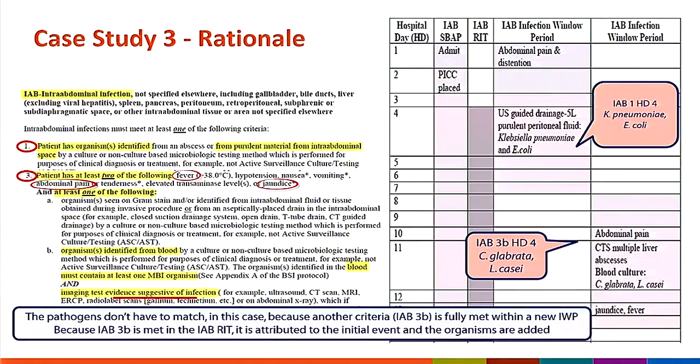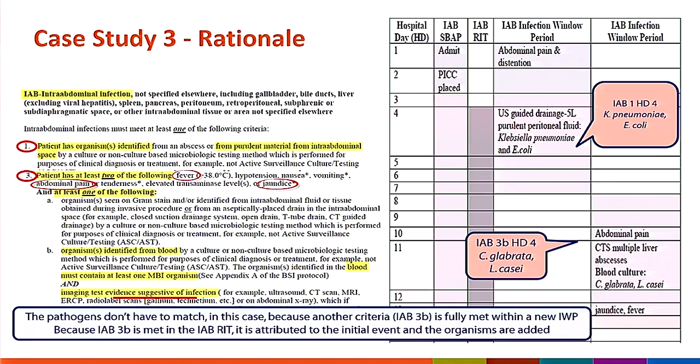And at least one of the following: organisms identified from blood, and it has to be at least one MBI organism, in this case it is Candida glabrata, and has evidence by imaging test of infection. And in this case, we had a CAT scan that showed liver abscesses.